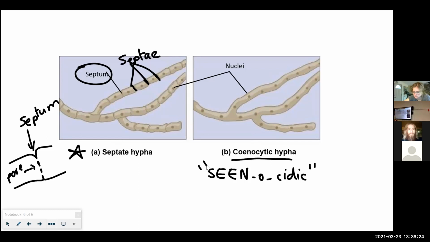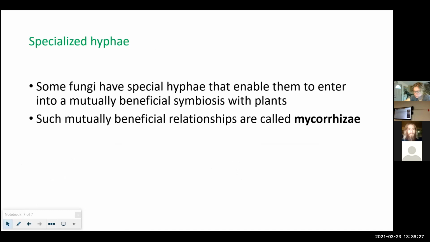Some fungi have specialized hyphae, which allows them to do some pretty cool things. Often they have to do with symbiosis. So some mutually beneficial relationships are called mycorrhizae. So mycorrhizal fungi are mutualistic because they provide their host plants with phosphates and other minerals. And in exchange, the plants supply the fungi with carbohydrates, right? Because plants can really only make carbohydrates, right?